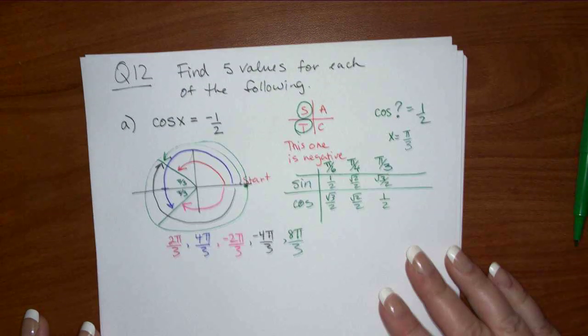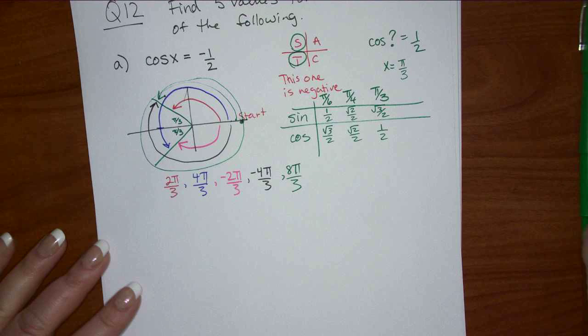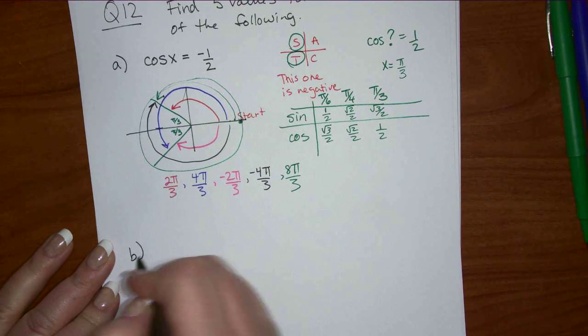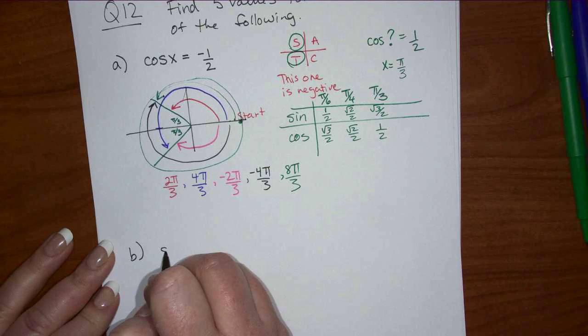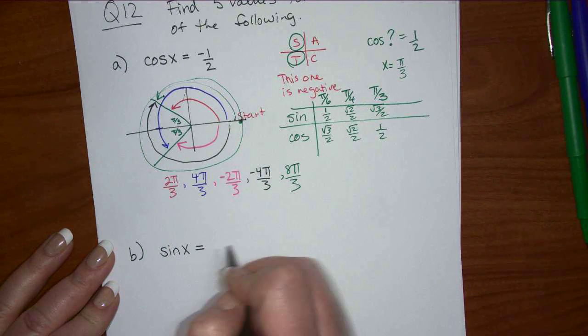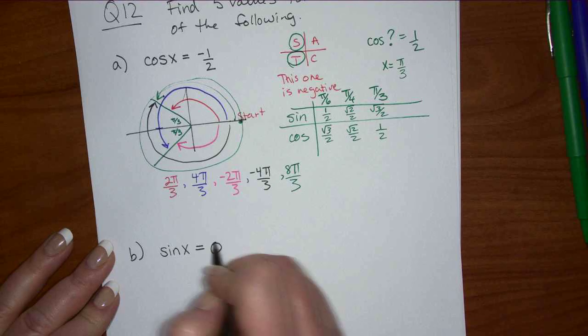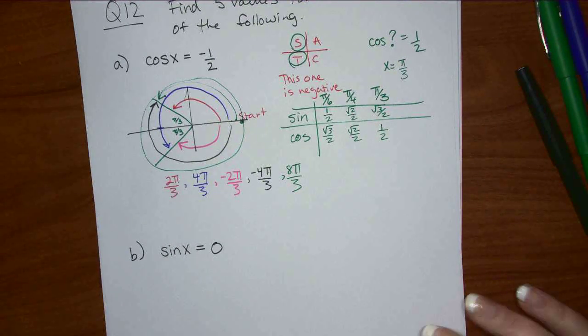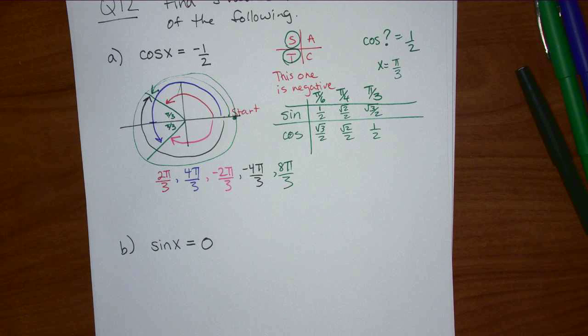Okay, so let's do one more of those. Okay, so they don't have to land inside one of the quadrants. They could land on an axis, right? Where does sine equal 0? At, think of your table.